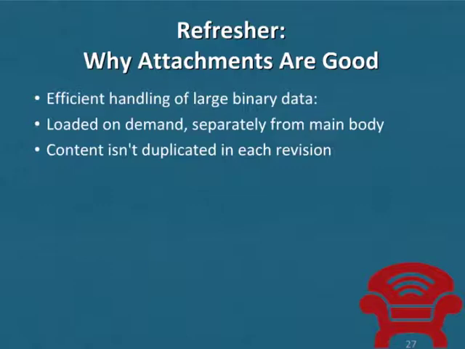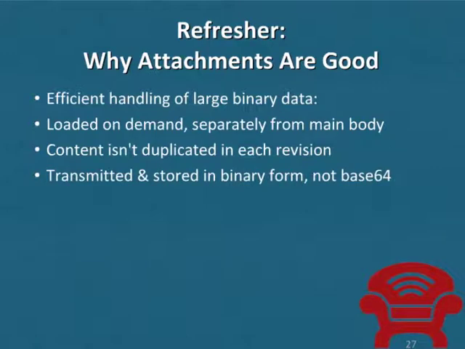Also, attachments can be sent and received directly in binary form without any encoding into base64. And that means that you save something like 25% overhead in the amount of bytes transferred, and you save yourself the CPU overhead of encoding into and out of base64.